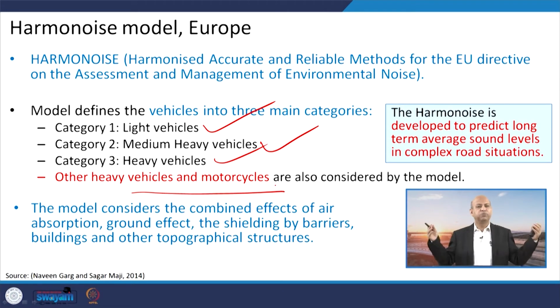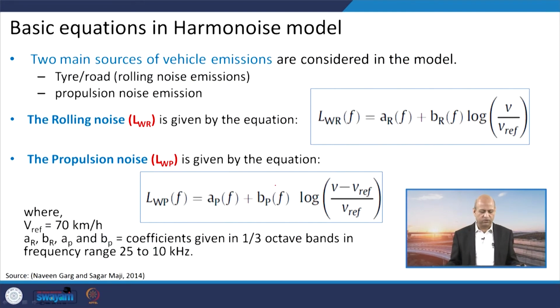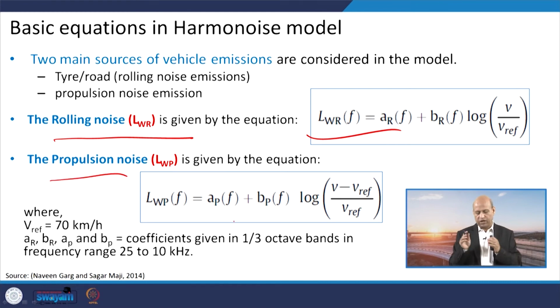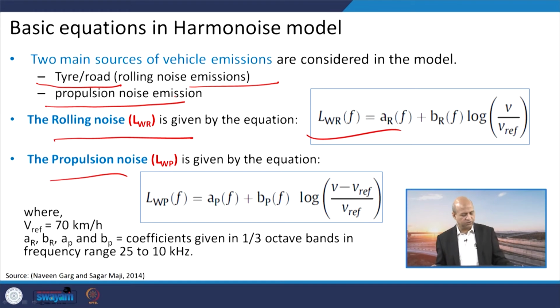So, quite a big range is there for different kinds of vehicle category, right. And it also considers the combined effect of air absorption, ground effect, or the shielding, which we have seen in other model techniques also. And the basic equations in this particular Harmonoise model are like rolling noise by this equation and propulsion noise. So, two types of noise we are considering: basically the tire-road related rolling noise emissions, and propulsion noise, that is exhaust emissions and those kinds of things, and because of this movement related way.